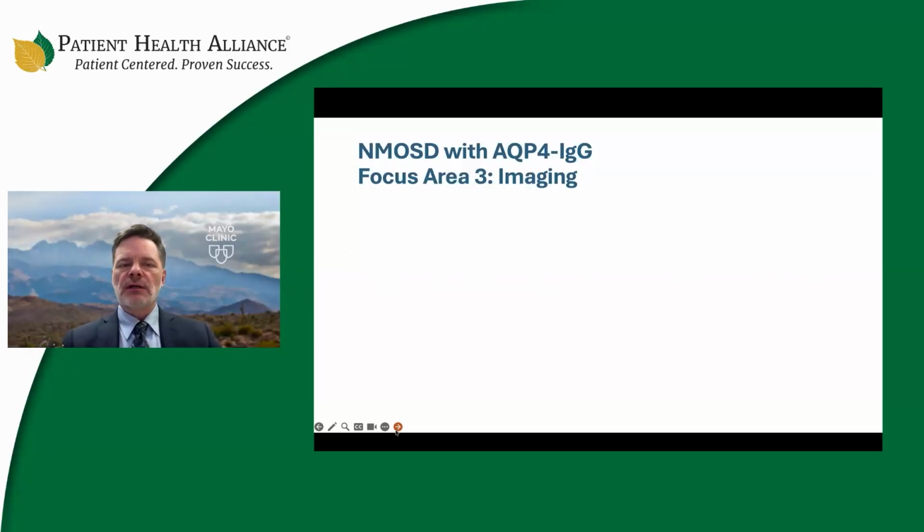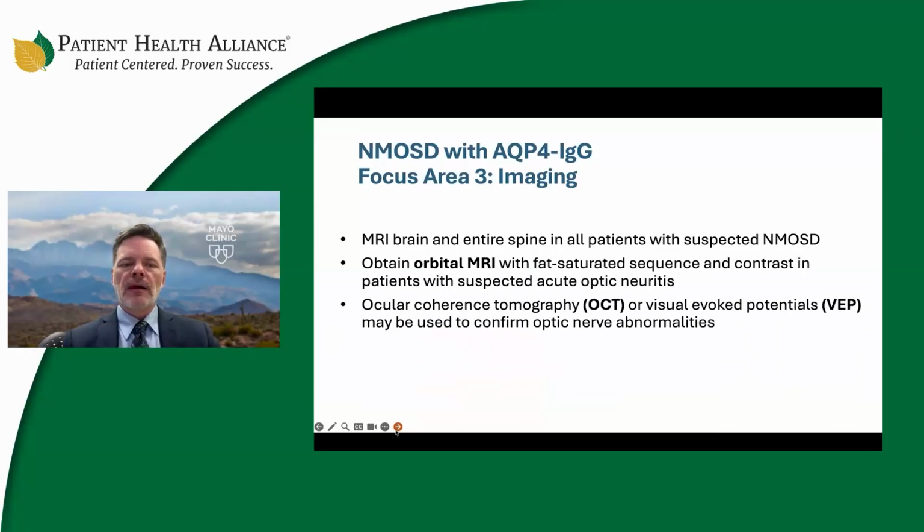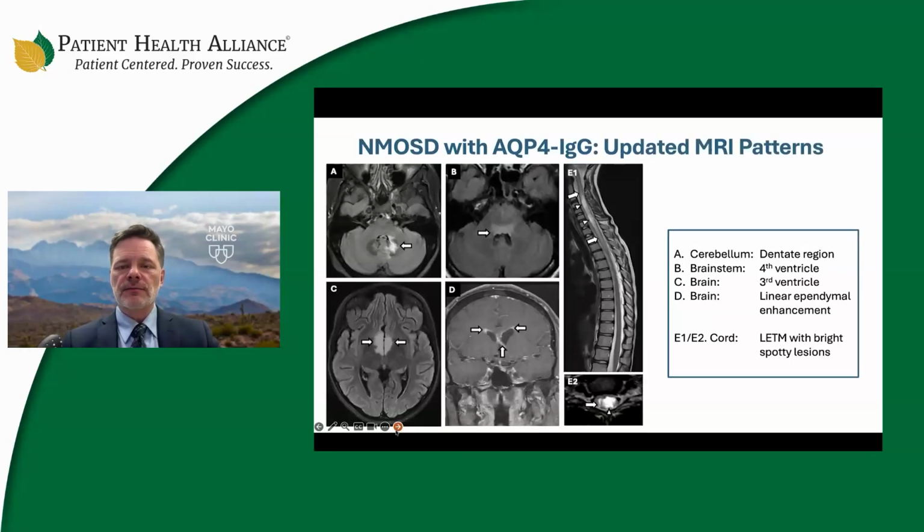Third, updates on imaging. First, brain and entire spinal cord imaging is recommended in all patients with suspected NMOSD. Orbital imaging is recommended with specific sequences and contrast when there is suspected acute optic neuritis. OCT, optical coherence tomography, and visual evoked potentials can be used to confirm optic nerve abnormalities if needed, similar to MS criteria. The group also points towards some updated NMOSD MRI patterns.